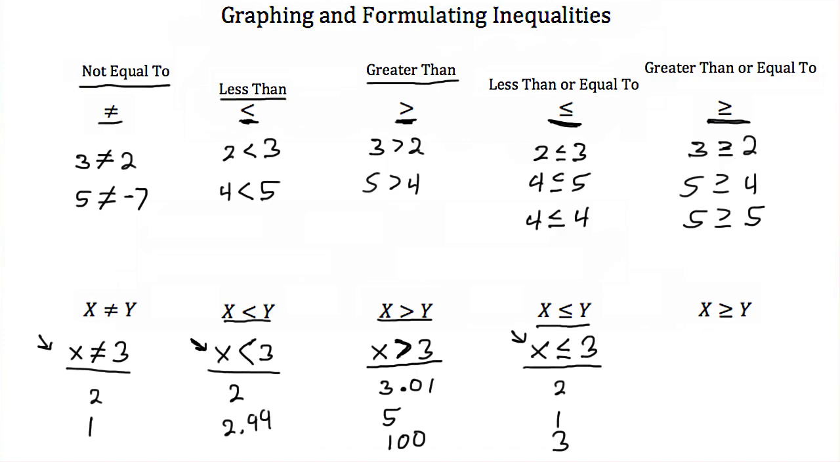Now if we had x is greater than or equal to y and y was equal to 2, we would have x is greater than or equal to 2. That would mean 3 would work, 4 would work, 100 would work, and 2 would all be acceptable answers for x that would make this expression correct.